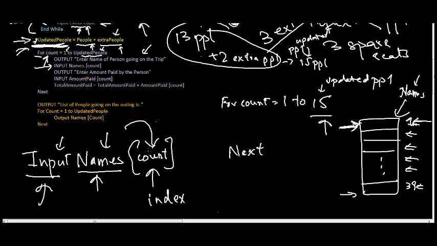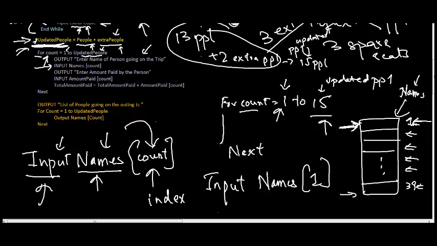For example, initially the value of count is going to be 1, right? When the loop starts, the value is going to be 1. So then this statement, input names count, becomes input names 1, because the value of count is 1 in the beginning. Then this loop runs again. When this loop runs the second time, the value of count becomes 2. So then input names count becomes input names 2. So we will automatically be entering a value here.